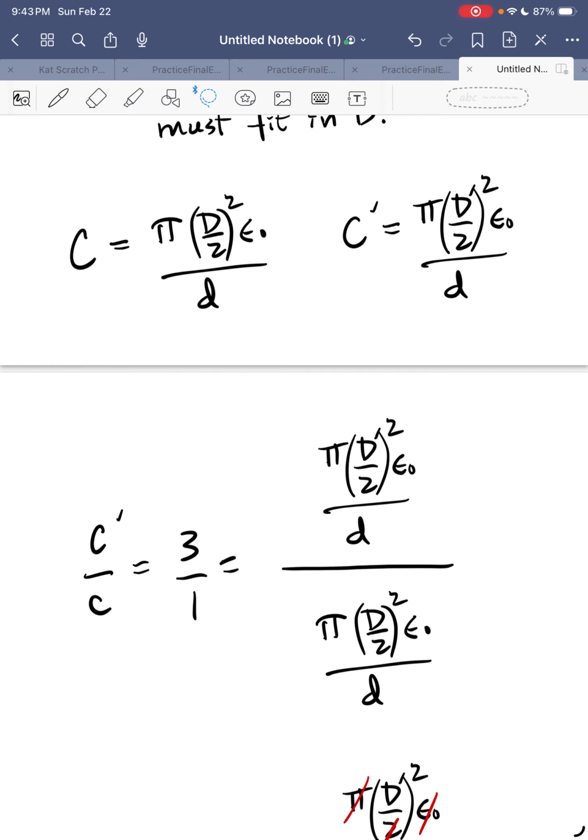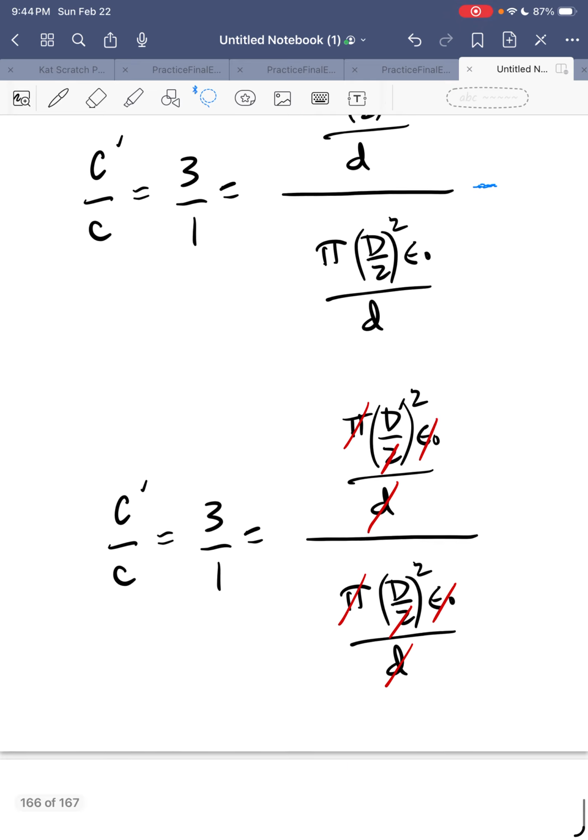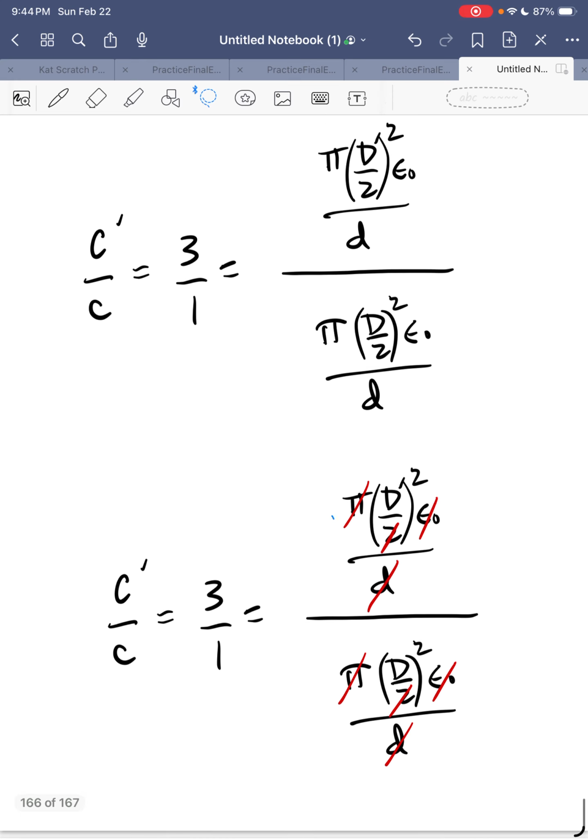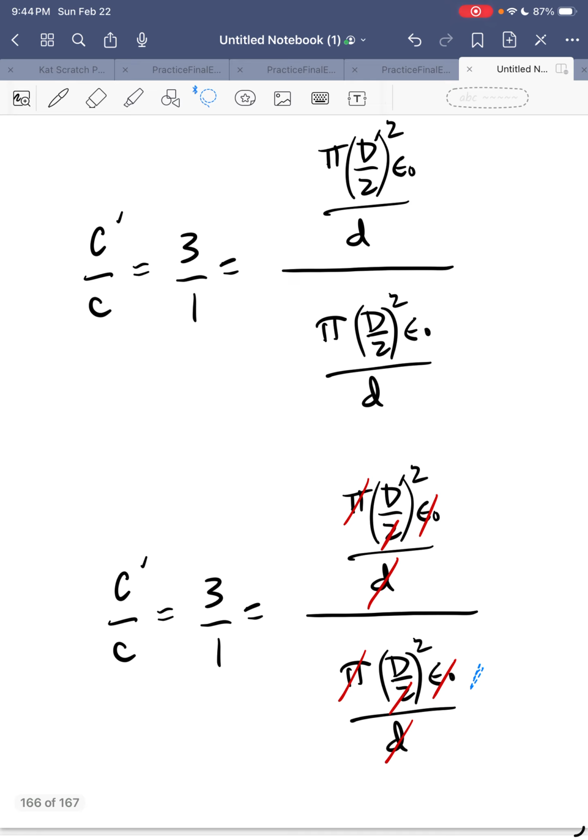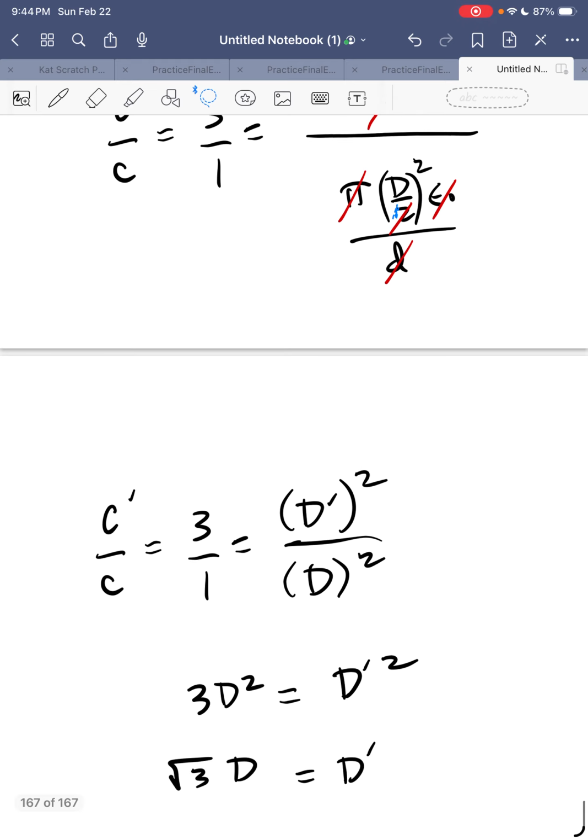So when I divide one thing like this by another thing like this, I can cancel things that are above and below this fraction line. And that's what I'm showing right here. Pi appears in both equations. Epsilon naught appears in both equations. The distance between the plates appears in both equations. And then this 2 is going to appear in both equations. So when I cancel all that, what I'm left with is something like this.